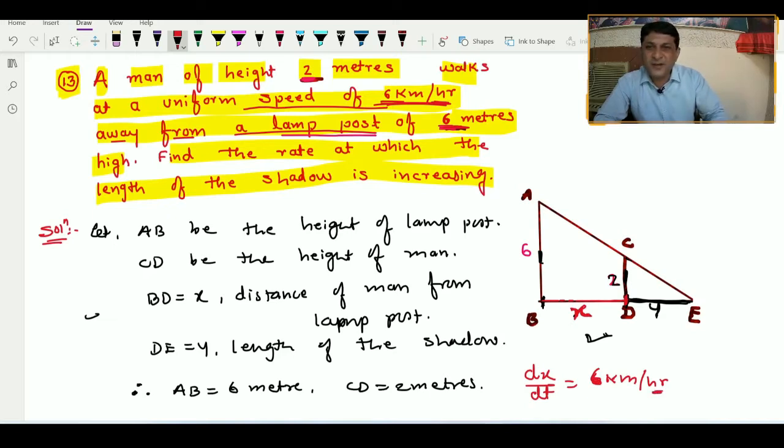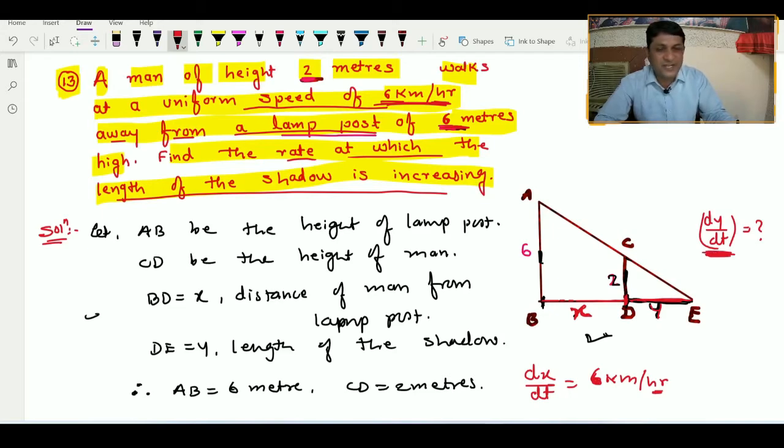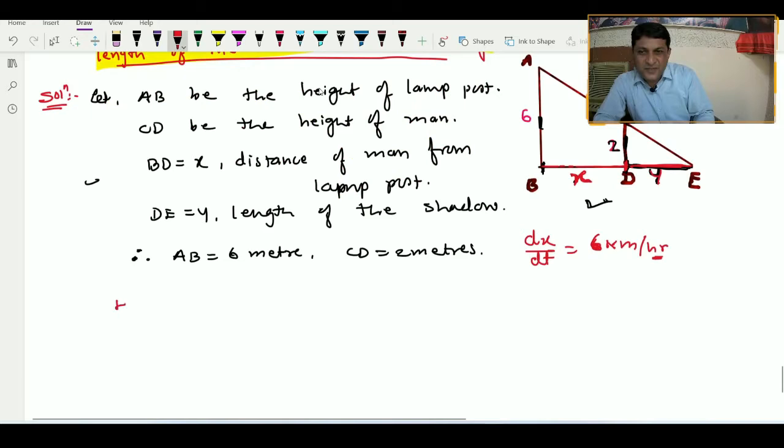And what we have to find out? The rate at which the length of the shadow is increasing. The length of the shadow we have denoted by Y, meaning the question is to find the value of dy by dt. This is our required value. The change in the length of the shadow with respect to time is denoted by dy by dt.